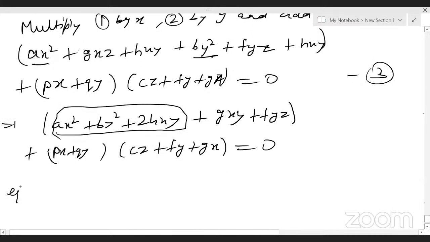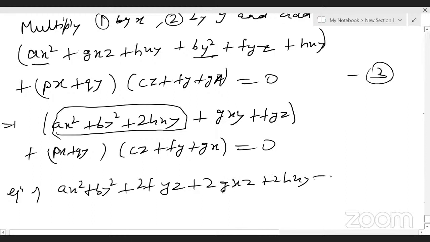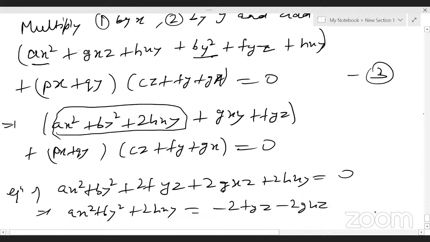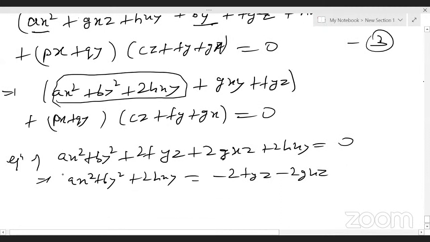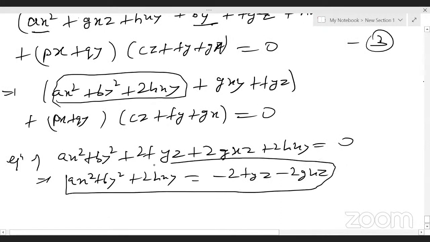Now the equation of the cone was ax square plus by square plus 2fyz plus 2gxz plus 2hxy equals 0. So from here you can see ax square plus by square plus 2hxy is equal to minus 2fyz minus 2gxz. Now you put this value in this equation, okay, and simplify.